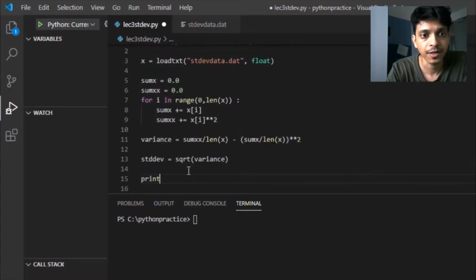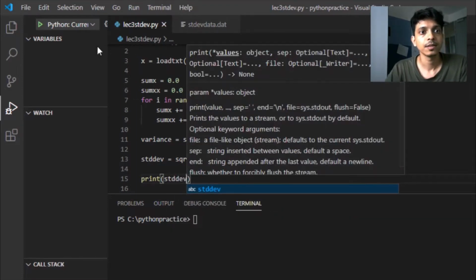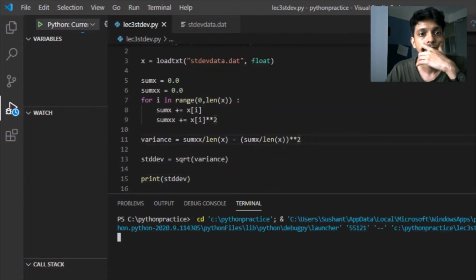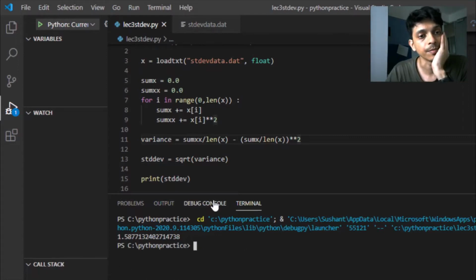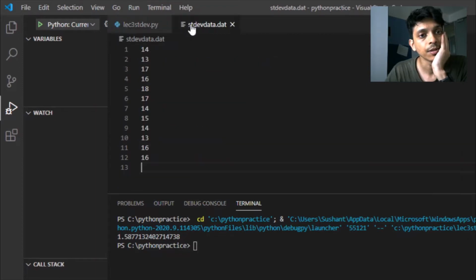So we'll just print the value of standard deviation. Let's run this and see. Okay, so it gives some number. So this is the standard deviation for this data set that we had.